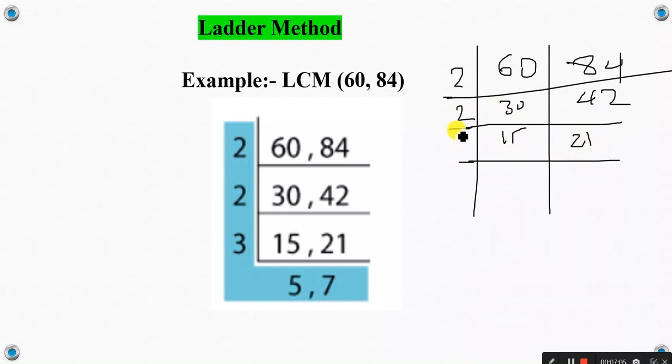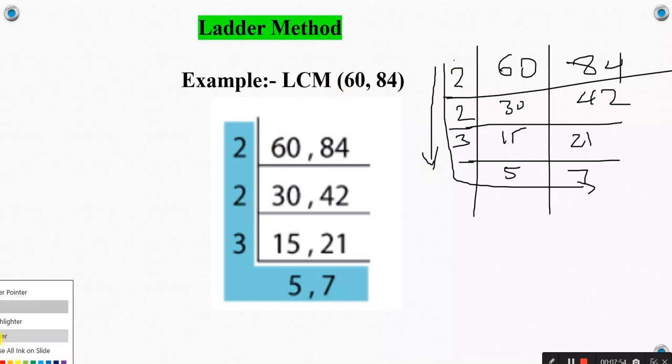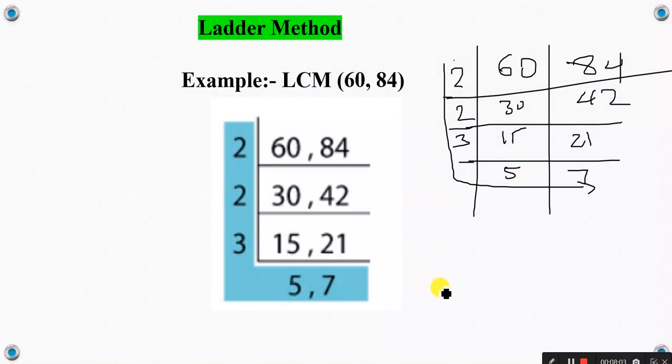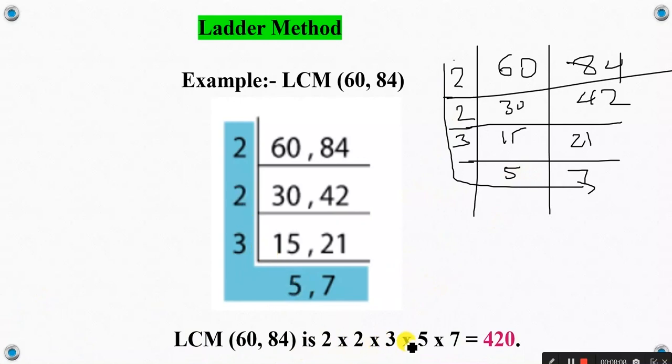Now both are not divisible by 2, so the next prime number is 3. Let us try to divide both by 3. 15 divided by 3 is 5. 21 divided by 3 is 7. Now we stop dividing because we get prime numbers. So the least common multiple of these numbers is found by multiplying like this: 2 times 2 times 3 times 5 times 7. For the greatest common factor, we multiply only the column, but in the least common multiple, we multiply both the column and the row. So here we have 2 times 2 times 3 times 5 times 7.